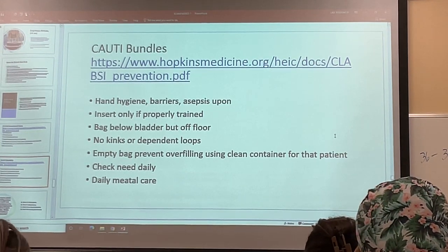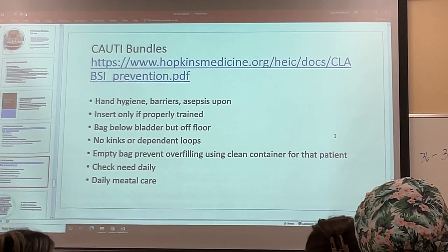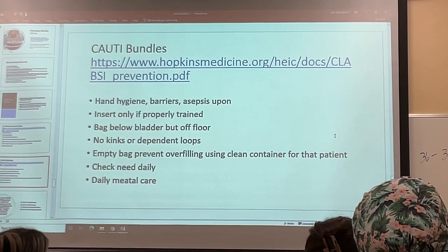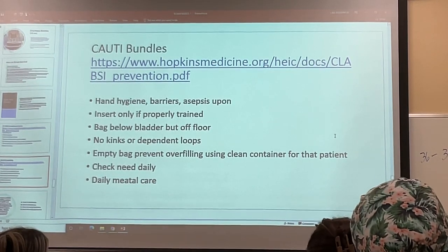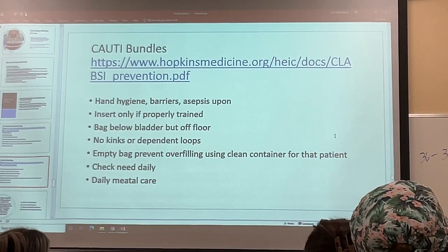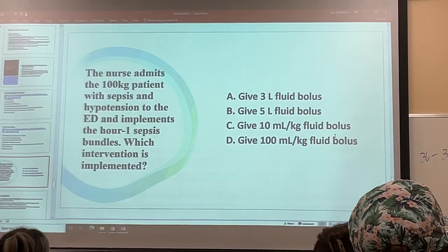You don't want the bag to overflow. You don't want the bag to be hanging on the floor, right? Because the floor is filthy dirty. Every day, we're going to do daily catheter care, and every day we're going to ask, do they need this catheter? Can it come out?